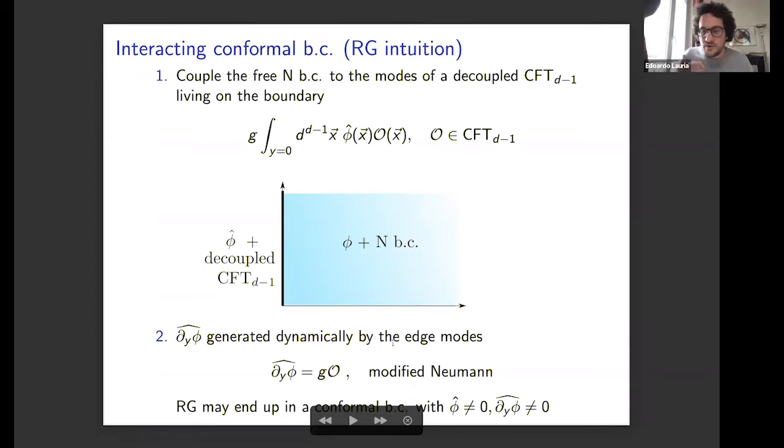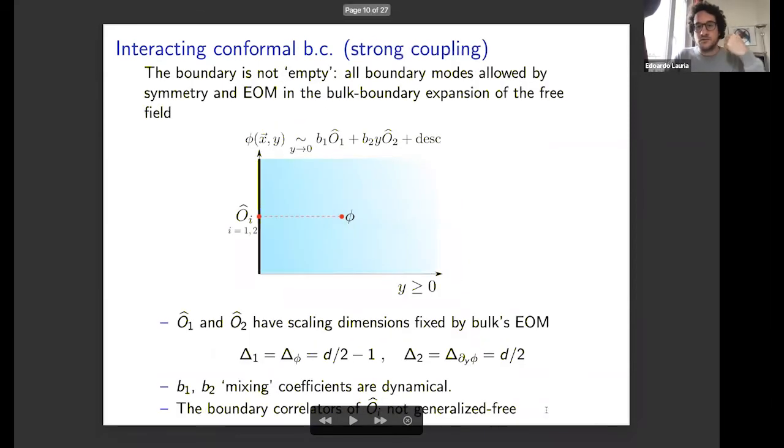So now you may imagine that you just run the RG flow, the renormalization group flow, and you see where you end up. You may end up in a conformal fixed point where both these two modes that are allowed by the equations of motion and the symmetry are present. So this intuition can be extrapolated as strong coupling.